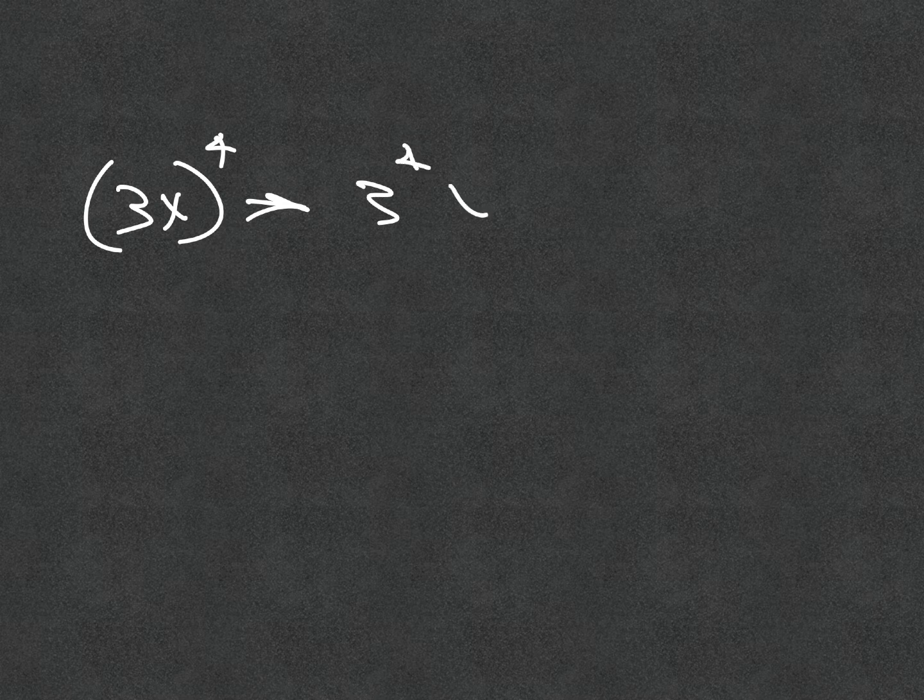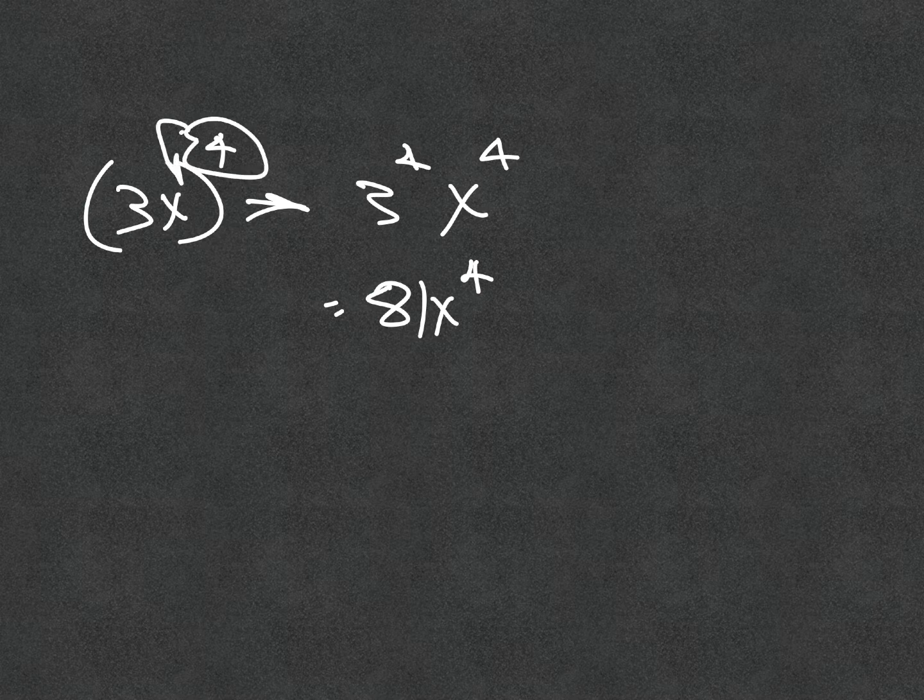Property number 3 says that if we have something like 3x to the 4th power, that means everything inside those parentheses is going to be taken to the 4th power. So 3 to the 4th power and x to the 4th power. So when we take 3 to the 4th power, we get 3 times 3 is 9, times 3 is 27, times 3 is 81. x to the 4th power ends up being our answer. So this 4 here is put on each piece inside that parenthesis there. So that's the property 3 for exponents.